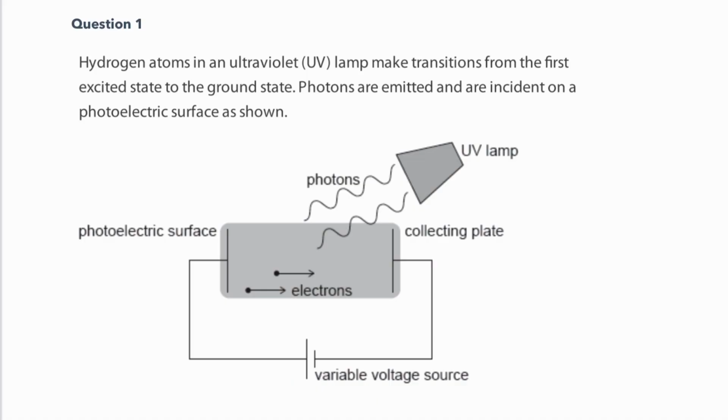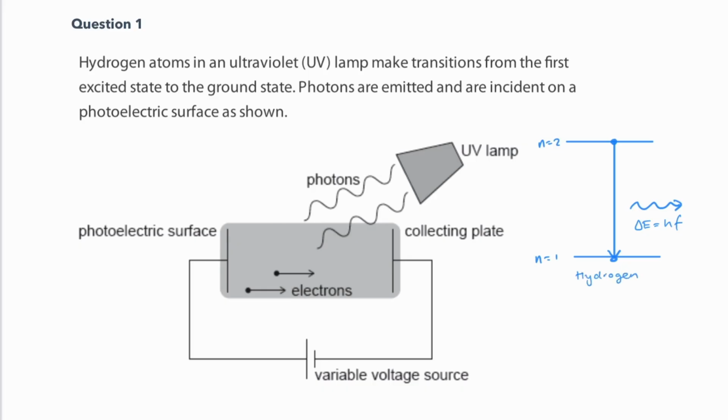Okay, question 1. Hydrogen atoms in an ultraviolet lamp make transitions from the first excited state to the ground state. So let's just analyse that sentence for a second. We've got the first excited state, got the ground state, that's n equals 1. This is n equals 2. And we saw this in the previous topic. And we know that when an electron makes a transition from there to there, it emits a photon. And we know this is a hydrogen atom.